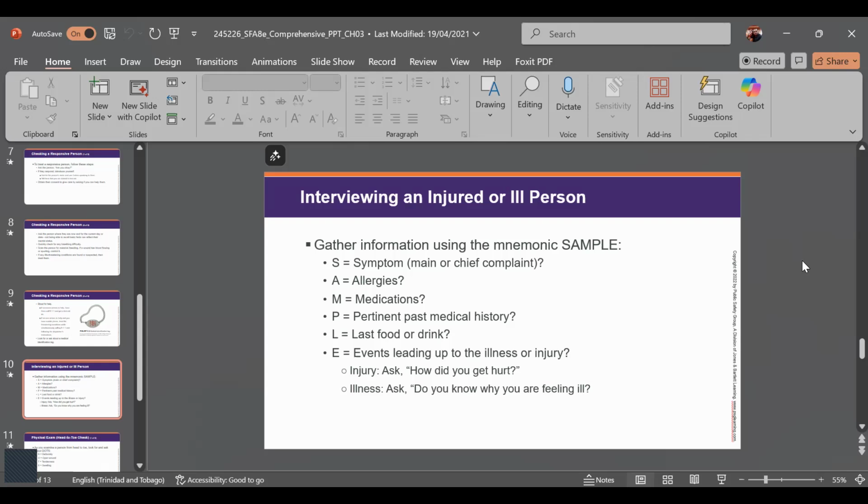At this point in time, if there isn't anything critical that requires immediate stabilization, such as severe bleeding and those things, we can attempt to gain more information, okay, by using this mnemonic, SAMPLE.